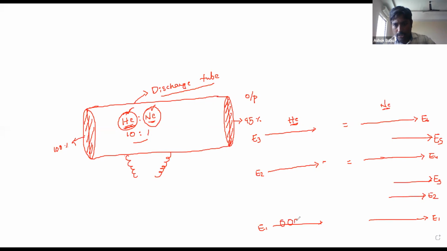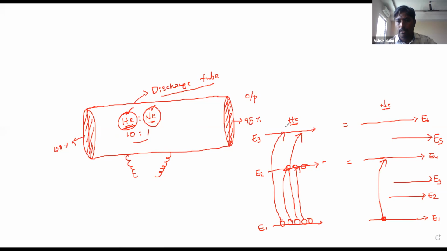So helium atoms are excited from the ground state to the higher energy states E3 and E2 using the pumping source. By absorbing suitable energy, they are excited to the energy states E2 and E3. The helium particles in the E2 state are used to excite the neon particles from the ground state to the excited state E4.